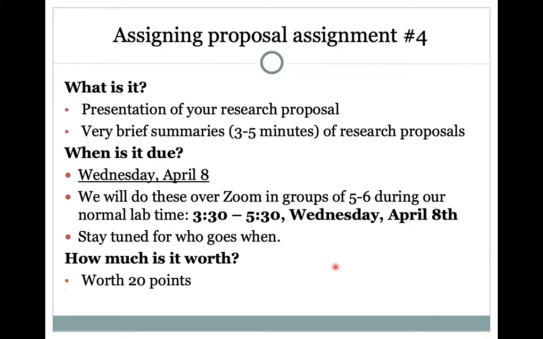If you have a conflict from 3:30 to 5:30 on Wednesday, April 8th that you absolutely can't do, please let me know. I'll try to be as flexible as possible. It's difficult to schedule 28 people, so I assumed most people would be available during our normal lab times, but I understand if that's not possible during this crazy time.